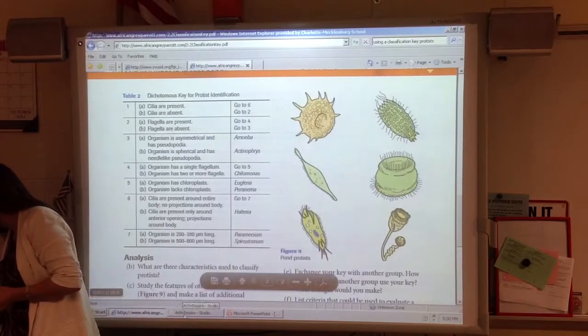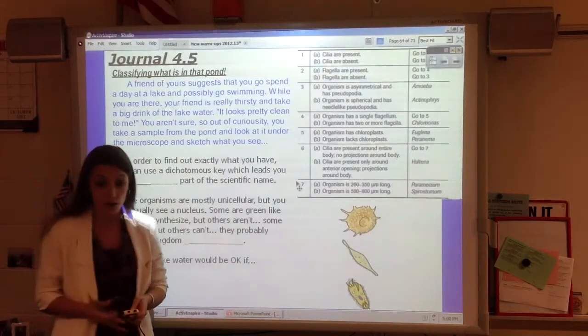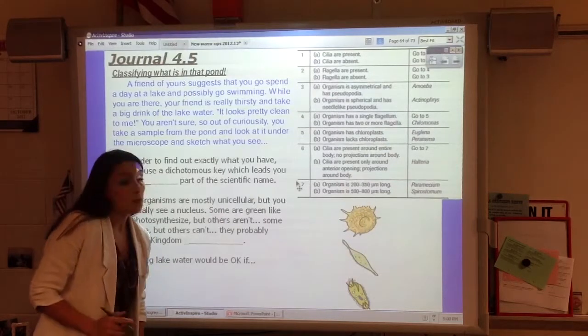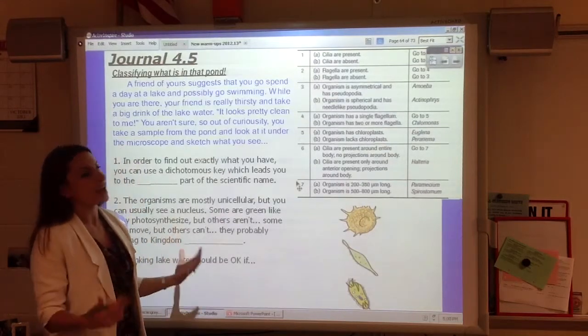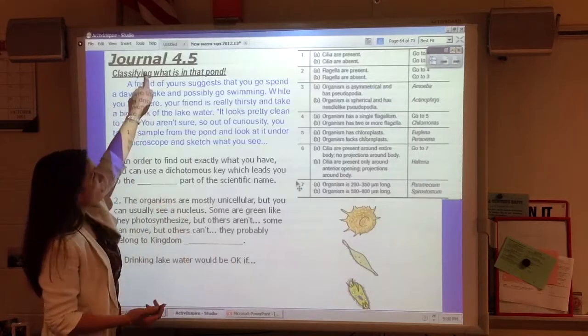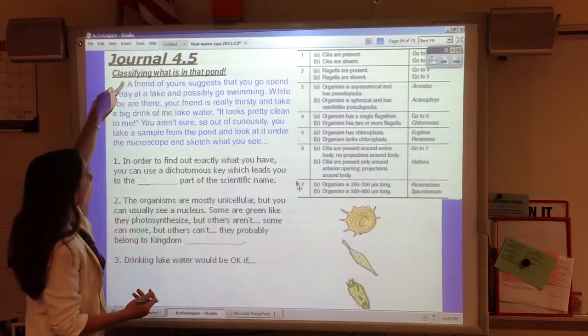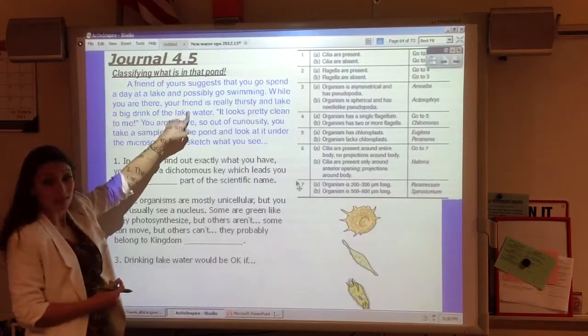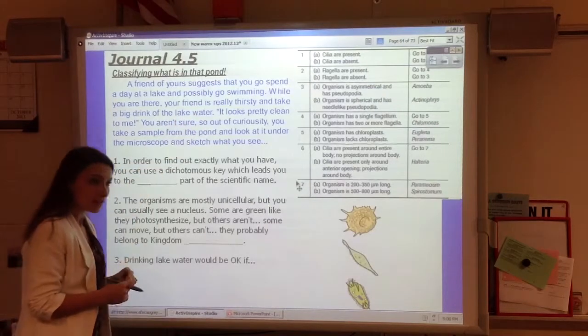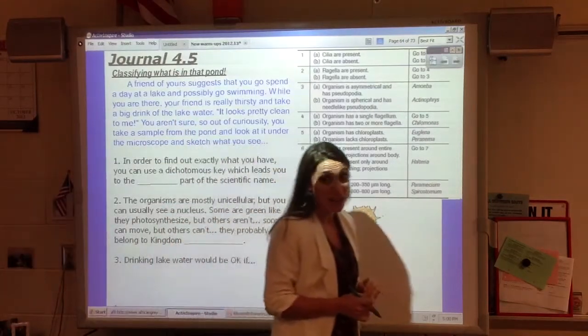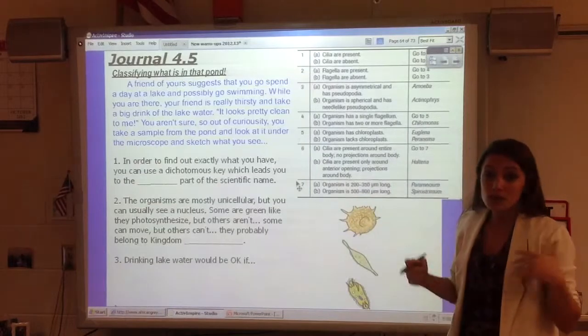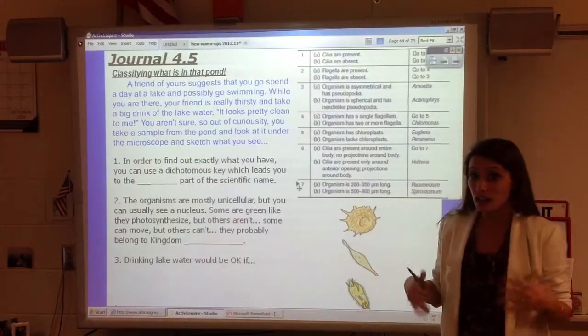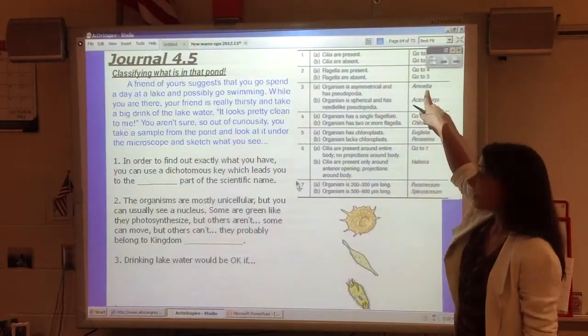Yesterday we talked about how to give a new organism a name. Now we're going to talk about how you find that name. So in Journal 4.5, we're looking at someone who drank some lake water. Now at the beginning of the year, I think we mentioned the brain-eating amoeba. People who die because their brain actually gets broken down by amoebas.